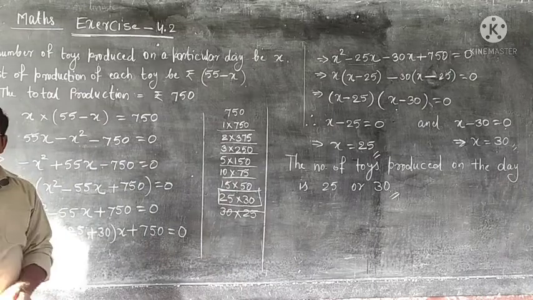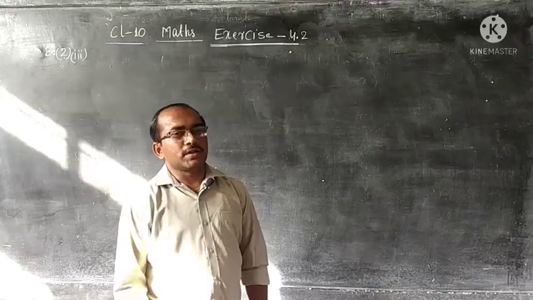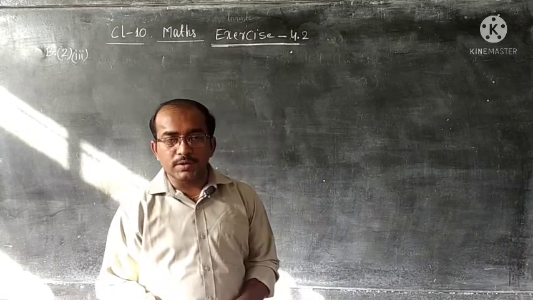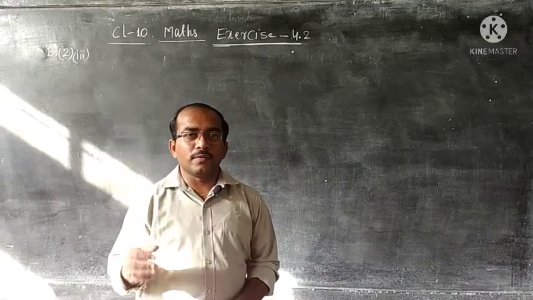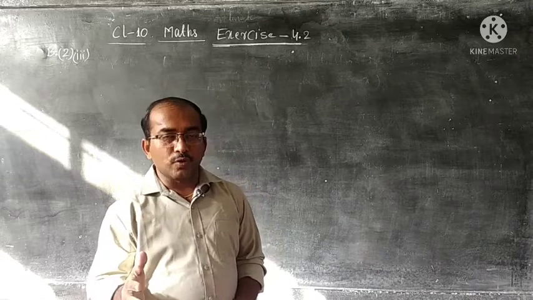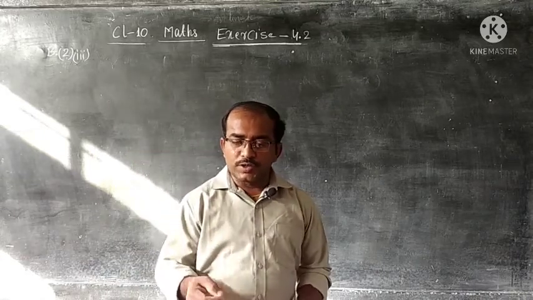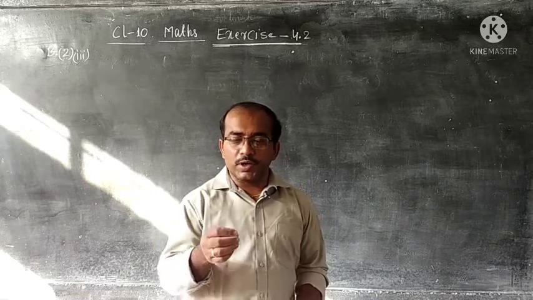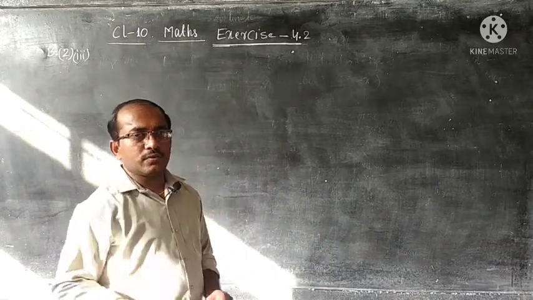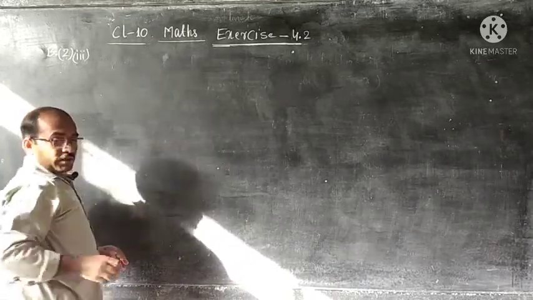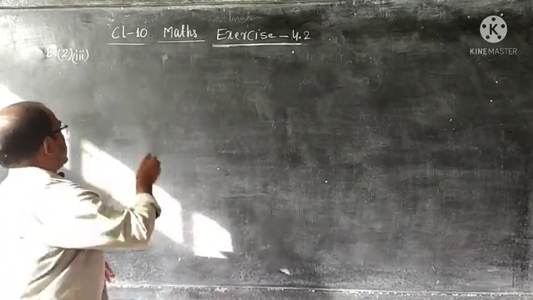Let's go now to the next question. We have reached question number 2, Roman number 3. The question is: find two numbers whose sum is 27 and product is 182. So a very simple condition is here. There are two numbers whose sum is 27.